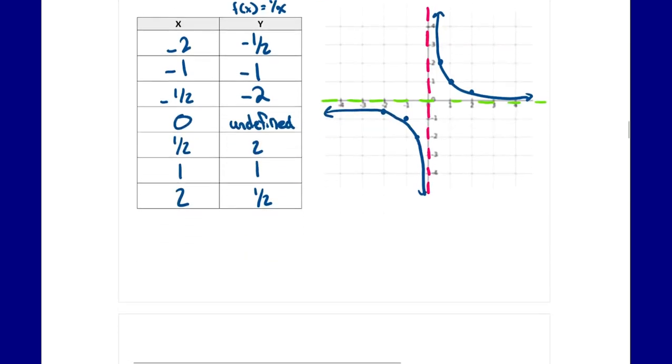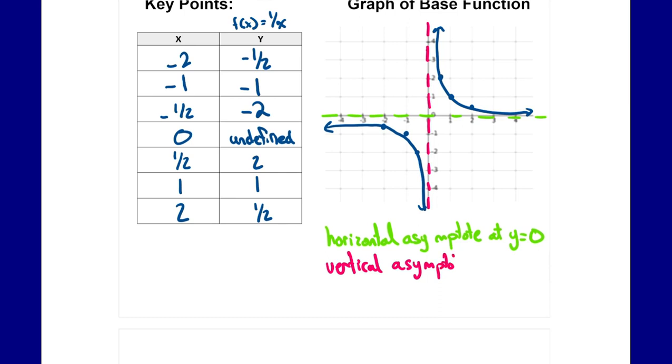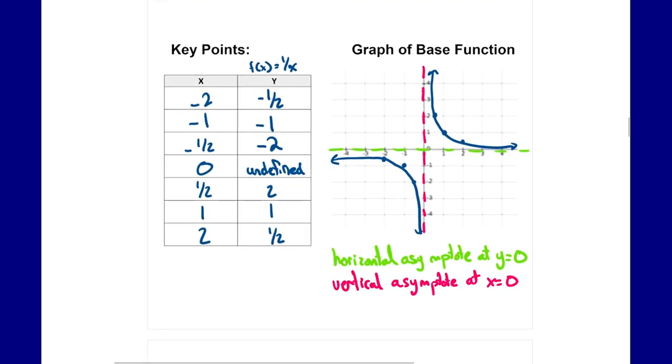So for this one, just as a side note, there is a horizontal asymptote at y equals 0, and there is also a vertical asymptote at x equals 0. Basically, we have it. This is what our rational function looks like, with the two values that it cannot equal.